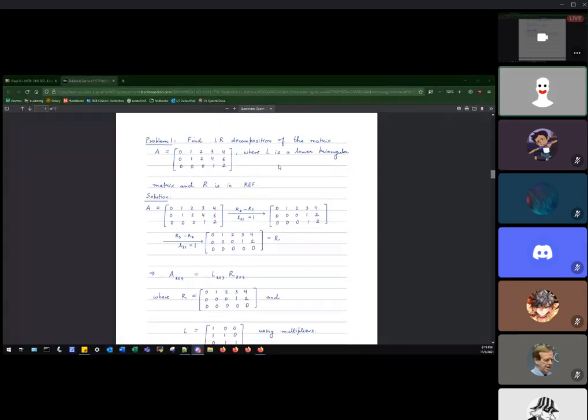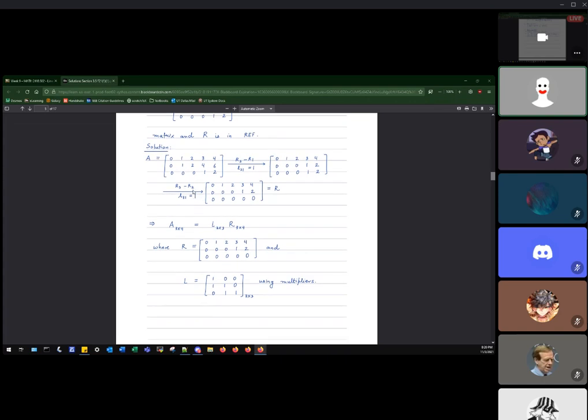So this section introduces something called an LR decomposition, which is a generalized form of the LU decomposition, where LU decomposition really only works for square matrices. So LR factorization works for a wider range of matrices. L would be a lower triangular matrix, and R is any row echelon form of the original matrix.